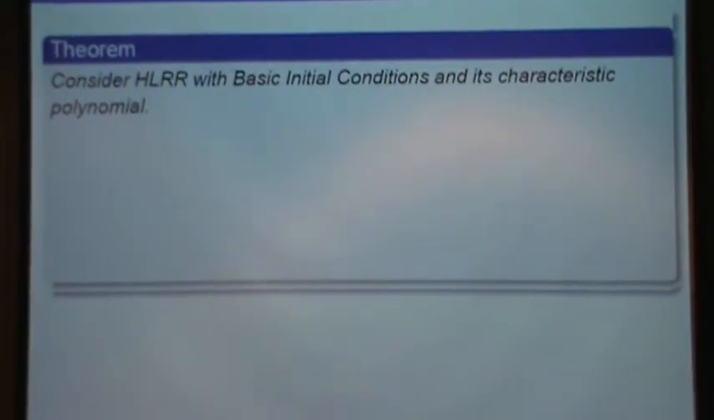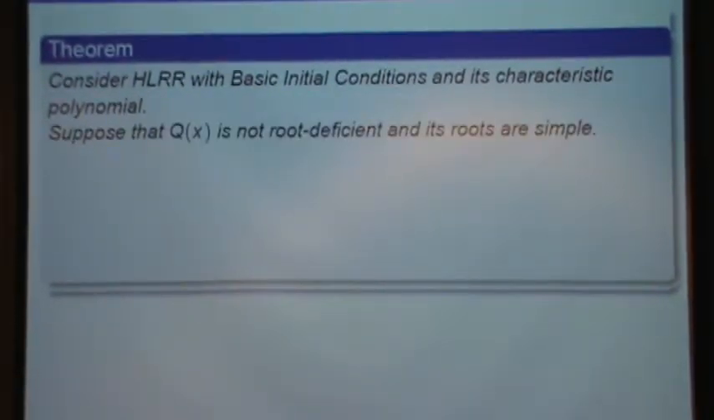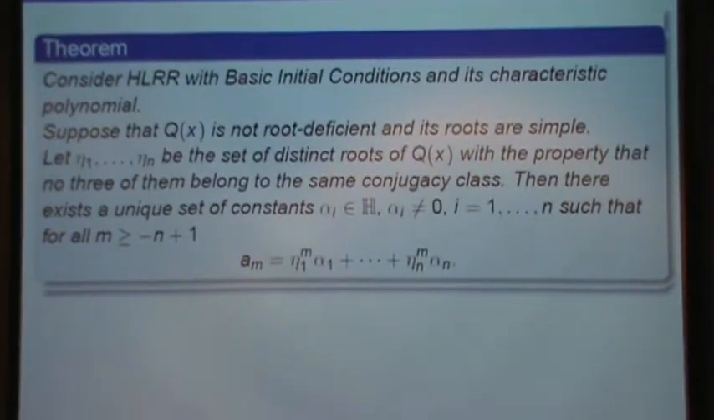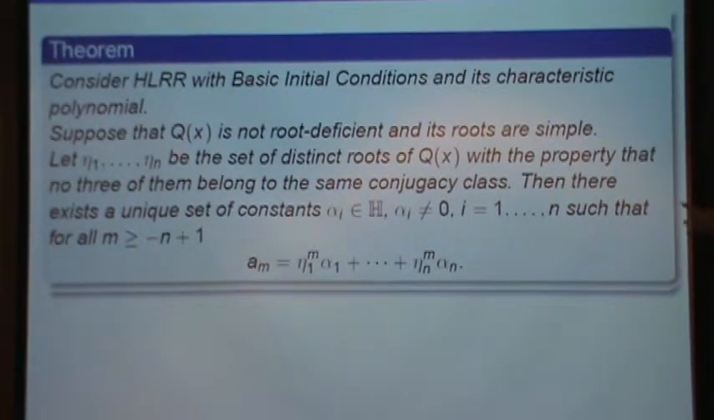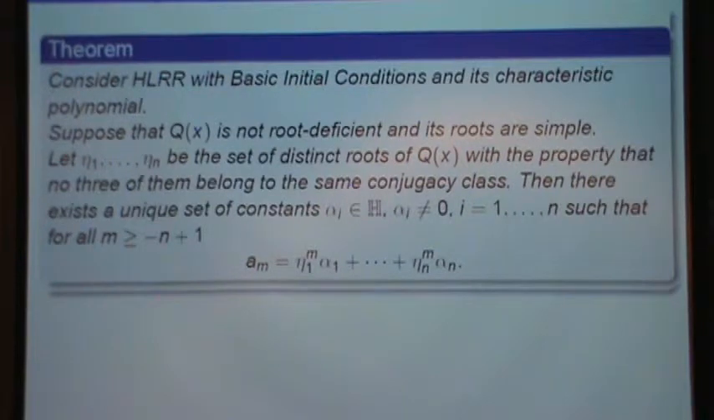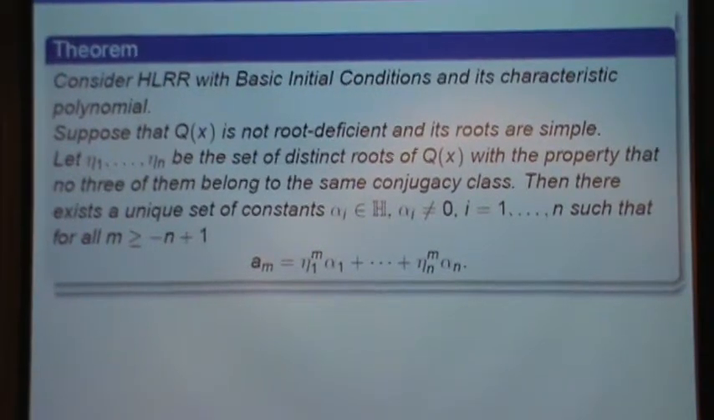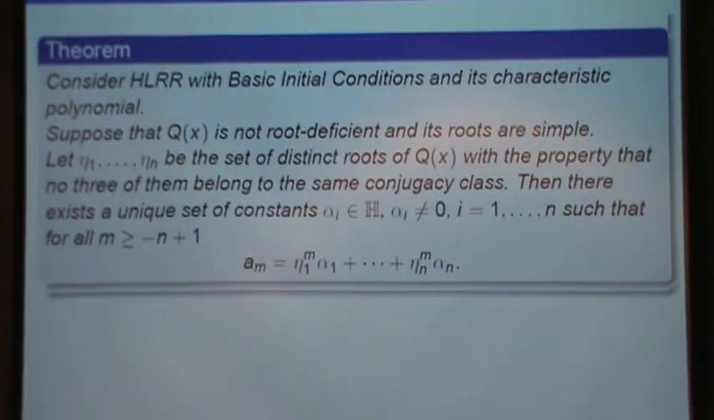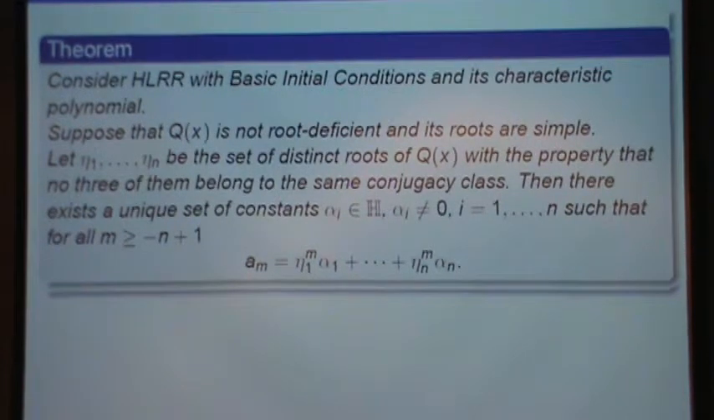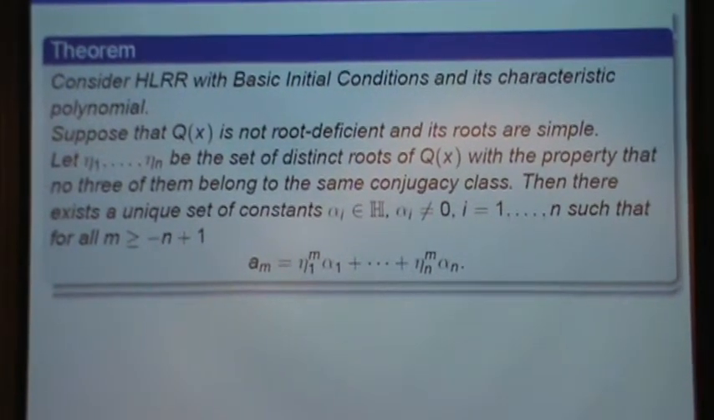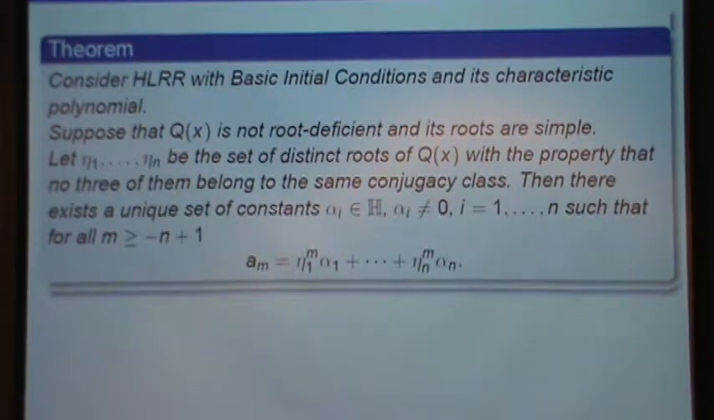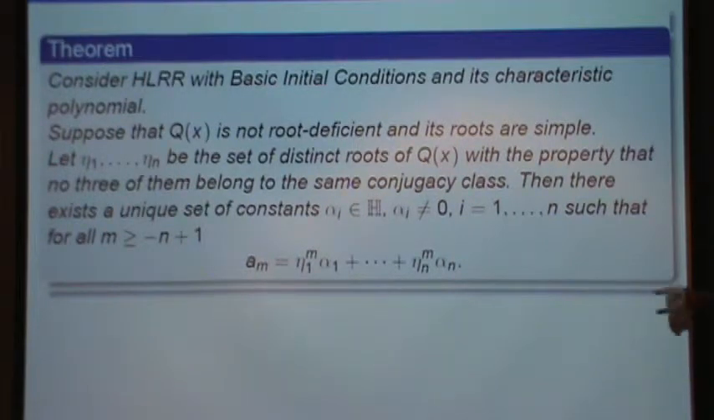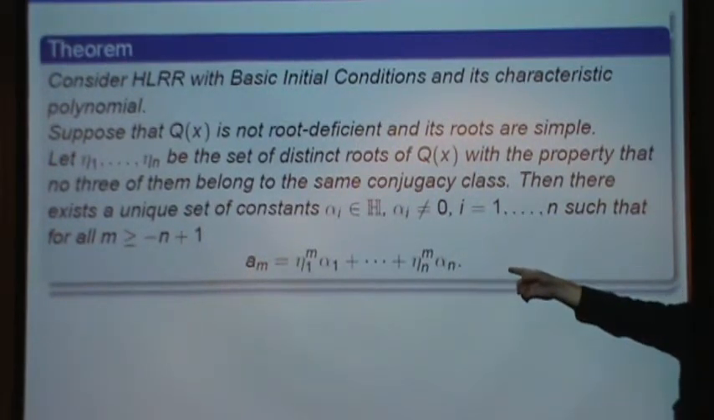Characterization of solutions: suppose that you have a quaternion polynomial q of x, or characteristic polynomial, which is not root deficient, and with the property that no three of the roots belong to the same conjugacy class. Then there exists a unique set of alpha i's so that it can be represented as such.